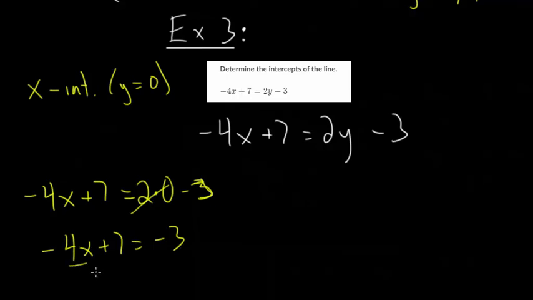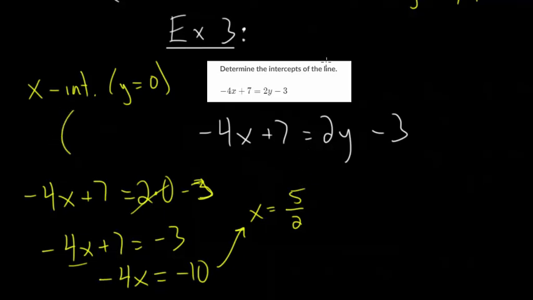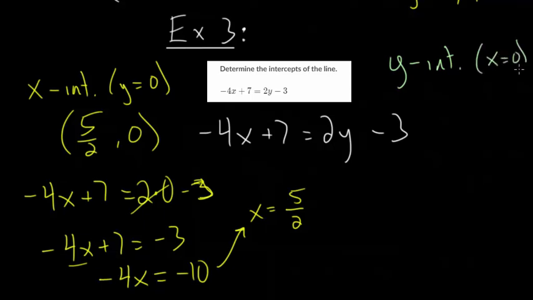And now we want to solve for x. So I'm going to subtract 7 from each side. So you get minus 4x is equal to minus 3 minus 7, which would be minus 10. And dividing everything by minus 4 and simplifying, you get that x is equal to 5 divided by 2. So our x-intercept for this equation is at (5/2, 0). And with that, we can start looking for the y-intercept, which is when x is equal to 0.